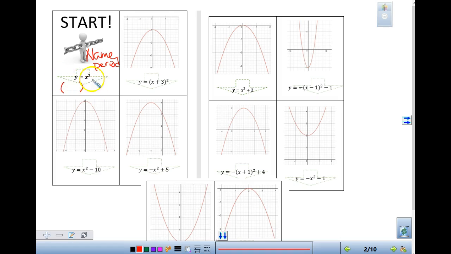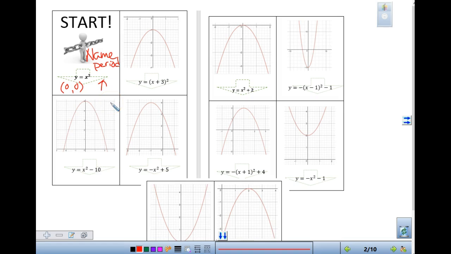Because yesterday some of you, I told you in this period to put on the card where the vertex is, I want you to put it right below this x squared. So the vertex for y equals x squared, everyone should be able to do that. Where is that going to be? 0, 0. Should my parabola go up or down? Up, because it's a positive x squared.